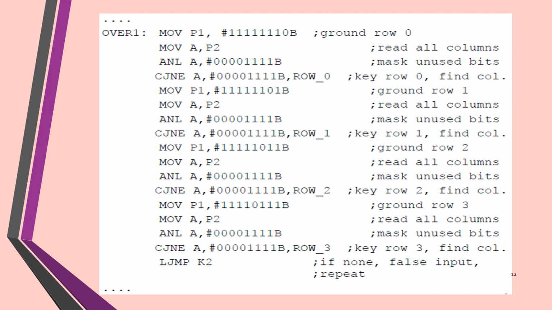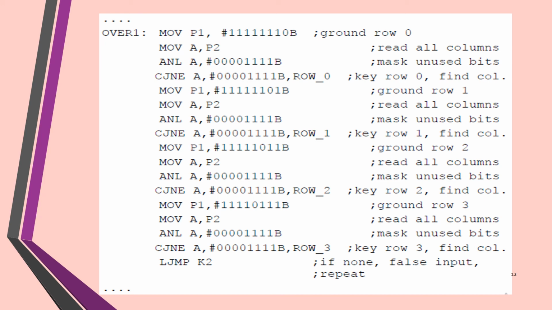Again logically AND A with 00001111 to mask unused bits. Key row is 1. Now again find the column, so ground the row. One by one we are repeating the same thing, nothing else. We are masking unused bits, again reading all the columns, and grounding the respective row.